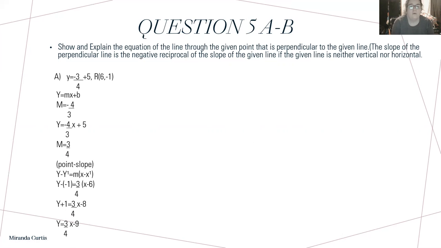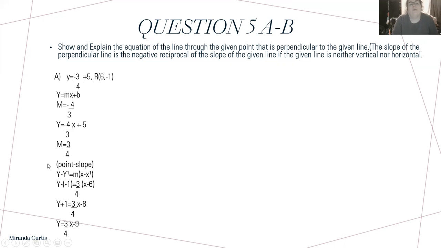M, we're going to flip -3/4, and it's going to be -4/3. Then we're going to come down here and put these in here. We're going to use the slope of the line perpendicular to that. So we have y equals -4/3 x plus 5, and we're going to flip it again. It's going to be +3/4.